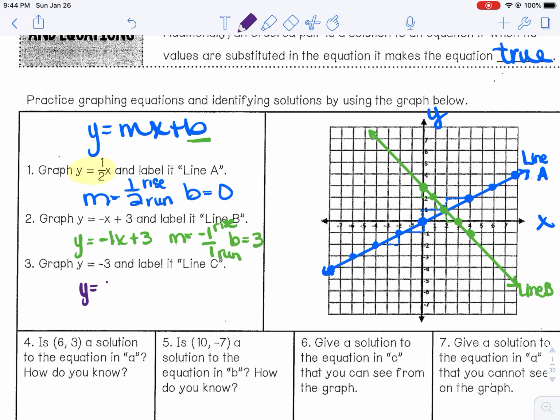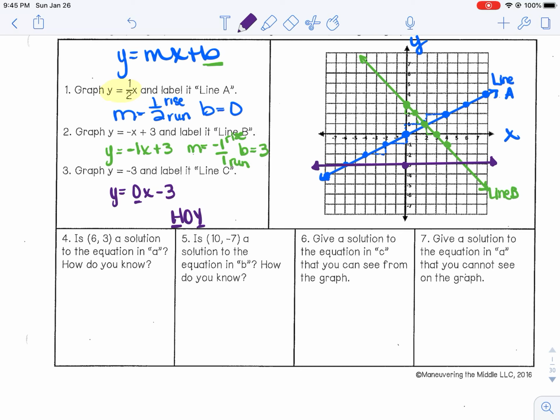Okay. Now let's zoom out a little bit. It says on number 4, is (6, 3) a solution to the equation in A? Oops, let me write this in here real quick. Okay, so is (6, 3) a solution to the equation in A?